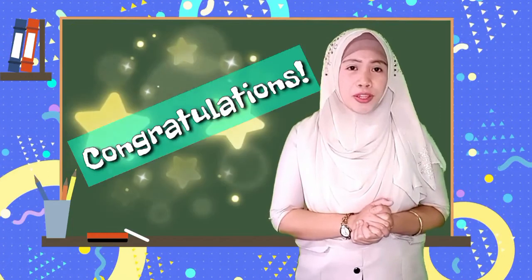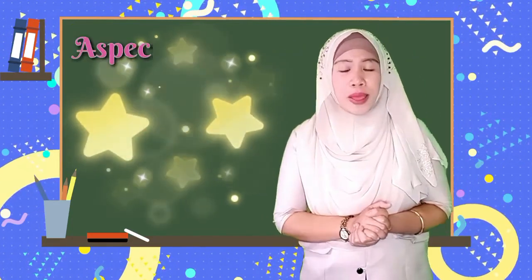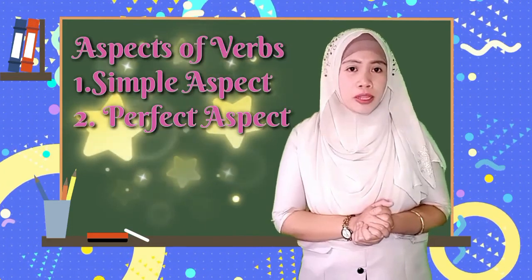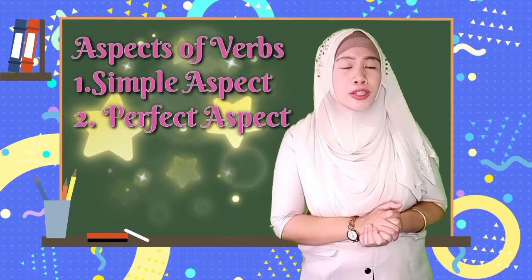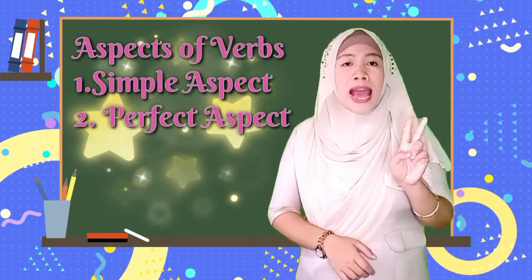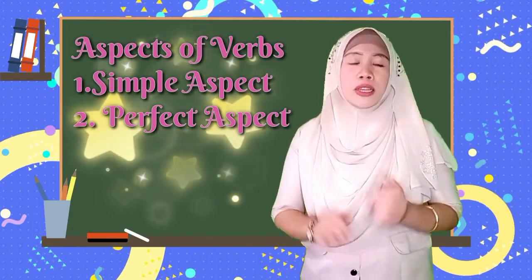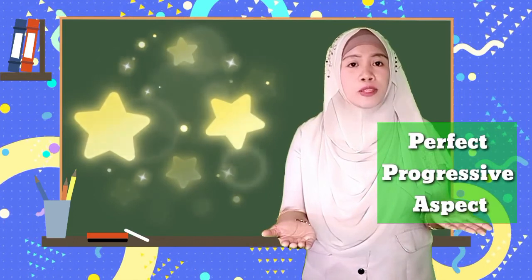Congratulations, learners! You are learning indeed. We are done with the simple aspects and the perfect aspects. Let's take some rest. We will continue our discussion for part 2 of our video. We have 2 aspects of verbs left: the progressive aspect and the perfect progressive aspect.